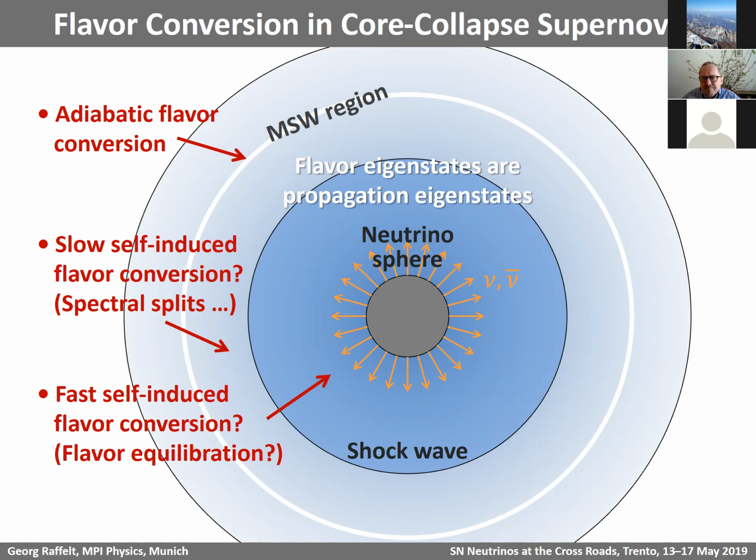But what has kept people very busy most recently is the so-called fast flavor conversion effect, which can happen even more deeply inside, an effect that is due again to neutrino-neutrino refraction, but does not even depend on neutrinos having masses and mixings. There's just an instability in flavor space between neutrinos that can be triggered by a small amount of flavor violation, and can maybe cause flavor equilibration even deep inside on some level. And so that's a topic of active research that I can only hint at in my lecture here.